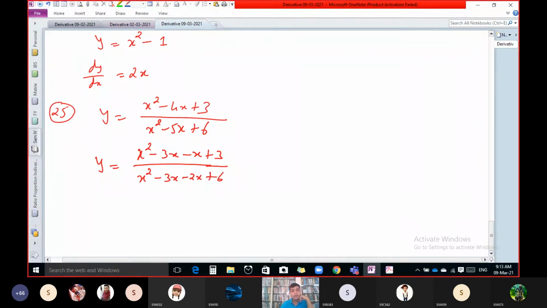Now you can take common from the first two terms of the numerator. Take x common, so we get x minus 3. And here you can take minus 1 common, so we get x minus 3. Similarly, take x common from the first two terms of the denominator, so we get x minus 3, and now take minus 2 common, so we get x minus 3.